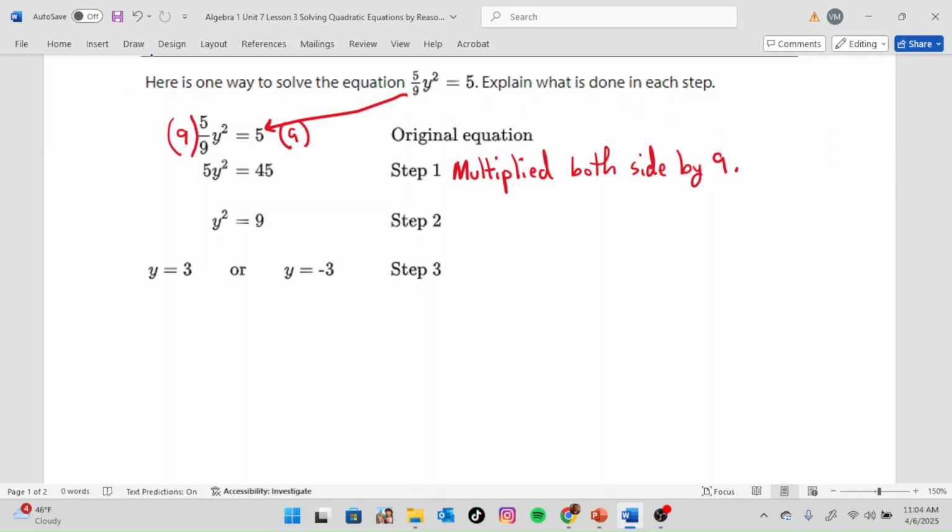On the next step, we can see that we've gone from 5y squared to y squared, and we've gone from 45 to 9. The way that they do this is by dividing both sides by 5.